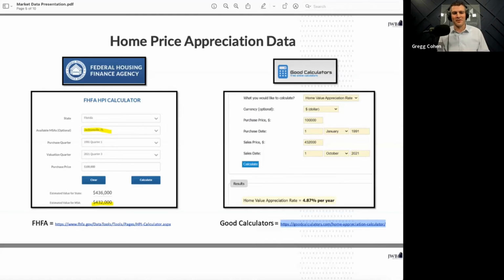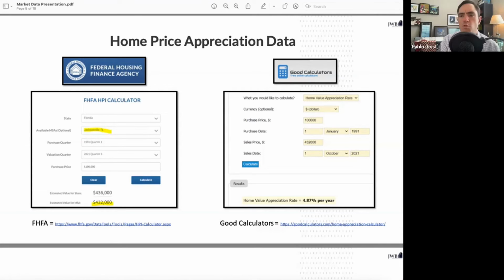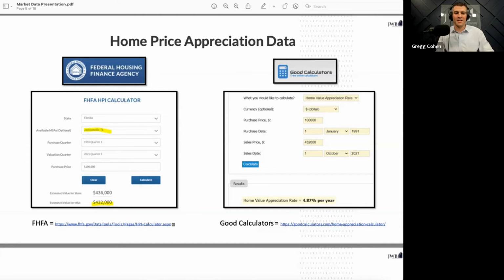Let me explain this a little bit easier here. If you go to that link there, which again, we'll put in the show notes, you can go and check it out if you're watching live here with us. Which one of the links do you see? The FHFA one or the Good Calculators one? The left, yeah, FHFA. Okay, got it. Just go there. It'll take you right to this calculator. You just simply put in your MSA, which is your metropolitan statistical area. It's the region, the market that you're looking at.